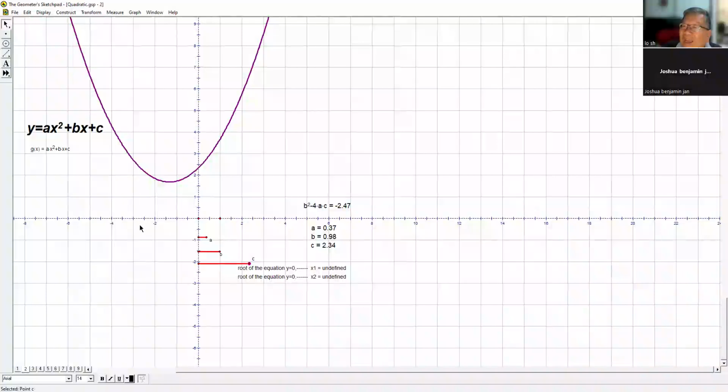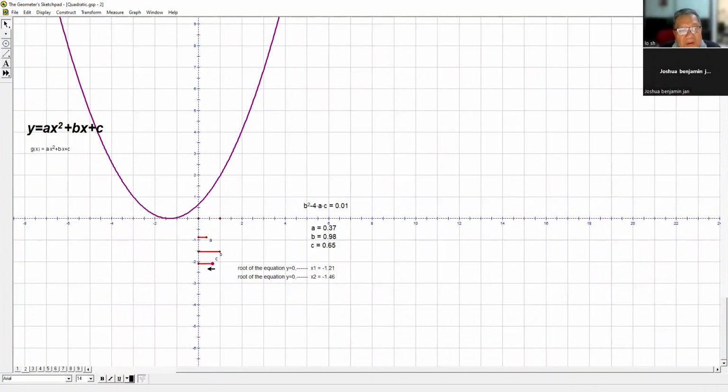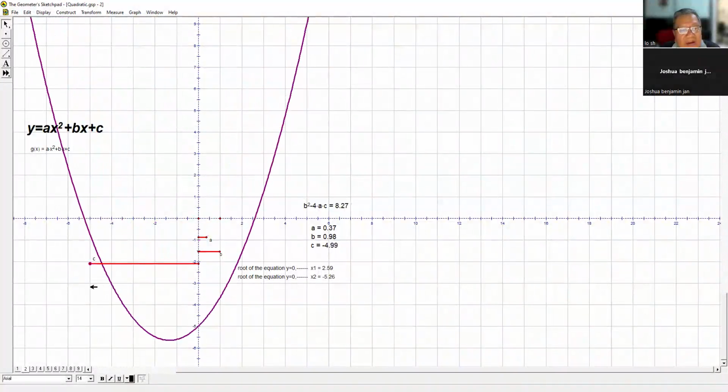There is no x-intercept. Now, if the curve is like that, we can see there are 2 points of intersection, one here and one here. Okay, so these two are the x-intercepts. How to find the x-intercept, this point and this point here? You have to solve the quadratic equation. I have solved the quadratic equation.